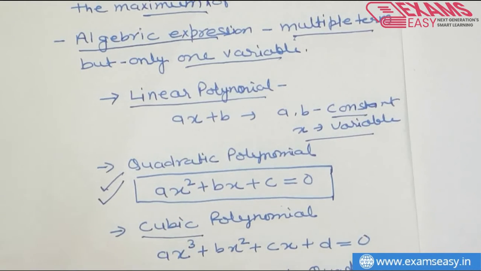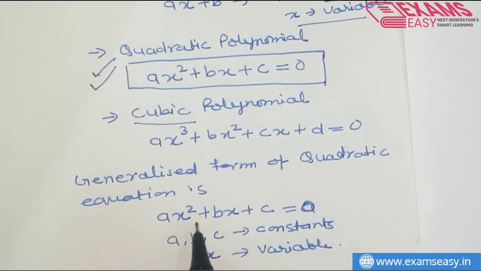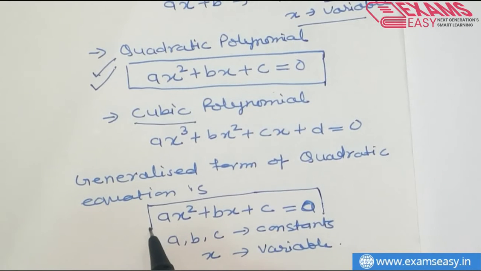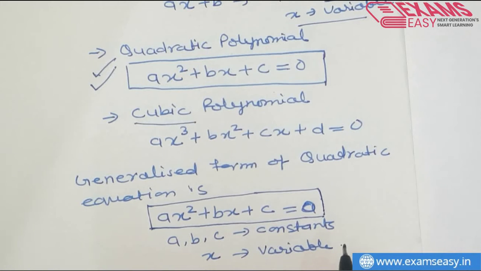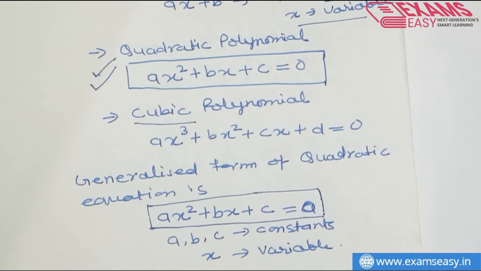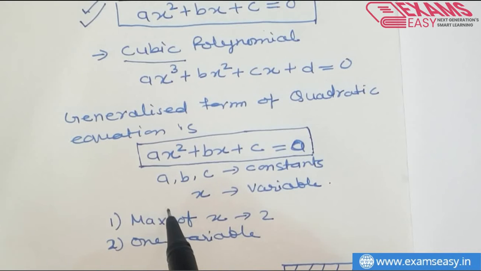The generalized form of the quadratic equation is ax square plus bx plus c is equal to 0. Friends, you need to remember this generalized form of quadratic equation, because if a question asks you to identify whether the given polynomial is quadratic or not, then you need to see whether any polynomial resembles this equation or not, where a, b, c are the constants as earlier stated and x is the variable.